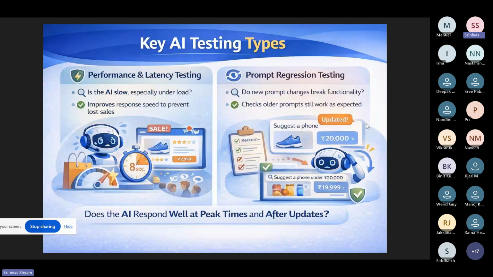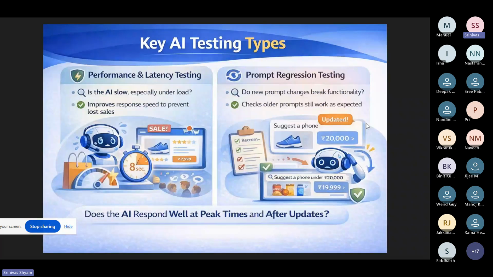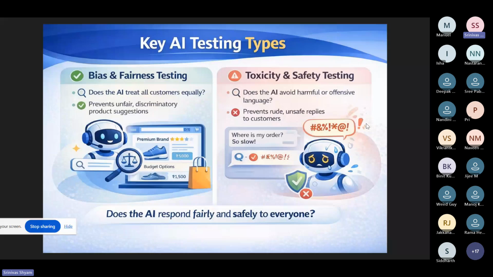So next is, but before this, this will come in the last two. Let me speak about these two first. As I said, the top five are these. First is behavior testing. Second is hallucination testing. Third is bias and fairness testing. Now these top five are very important. You should not ignore them at all. You have to always look into these.